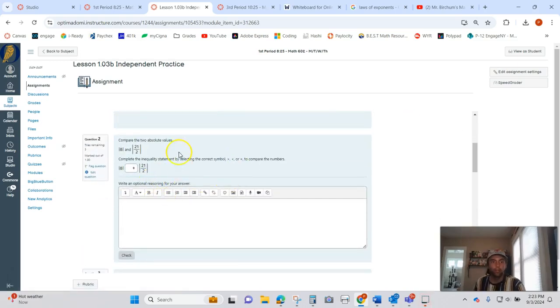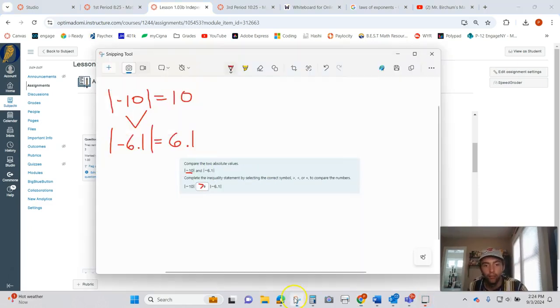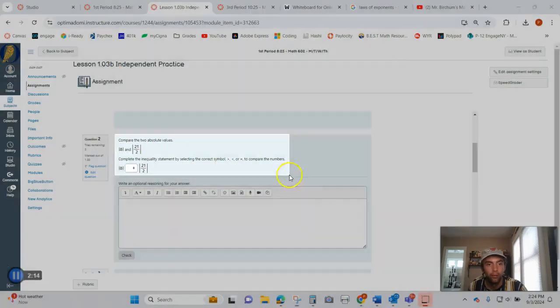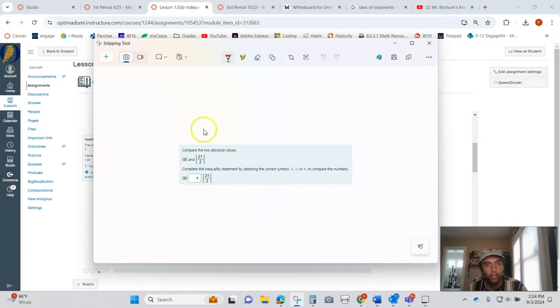Question 2. Compare the two absolute values, absolute value of 8 and absolute value of 21/2. Complete the inequality statement by selecting the correct symbol, alligator mouth, equal sign, to compare the numbers. Let's get solving. We know that absolute value is asking us to find how far away this inside number is from 0.